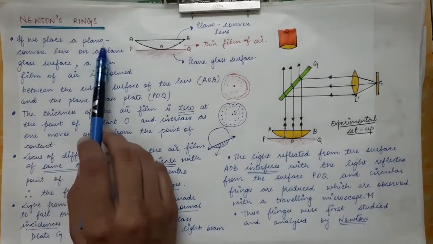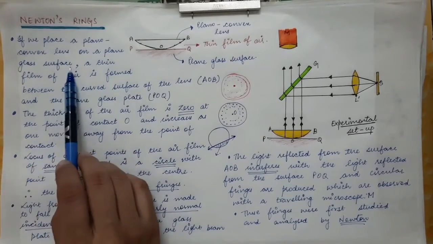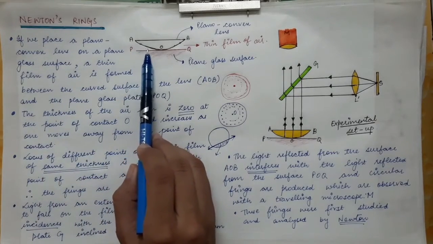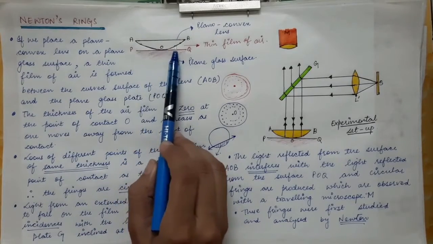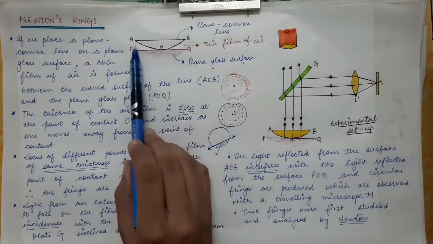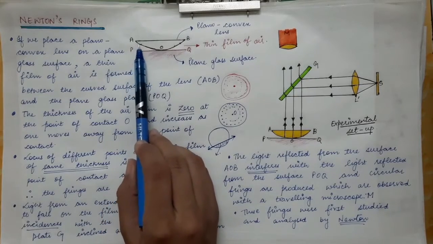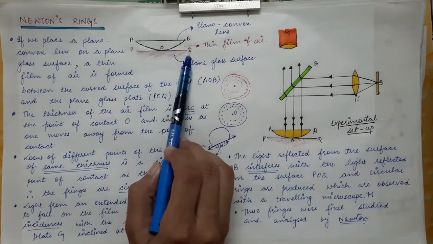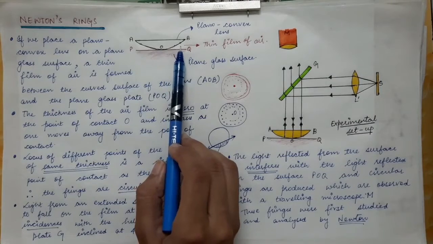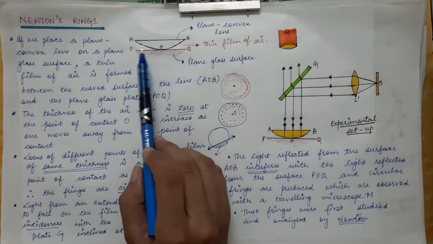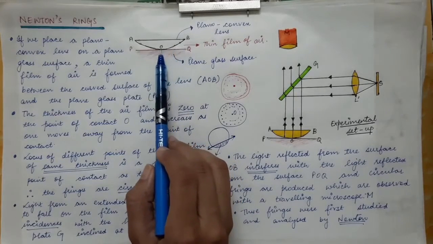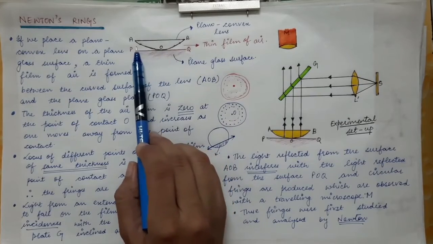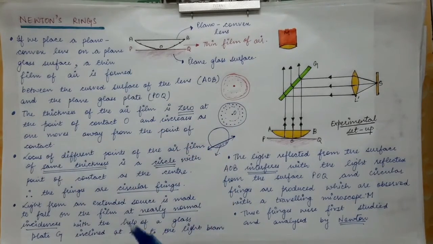So if we place a plano-convex lens on a plain glass surface, a thin film of air is formed. The space between this curved surface and the plain glass surface, this empty space, is filled with air. So a thin film of air is formed between the curved surface of the lens and the plain glass surface, and the thickness of the film varies. You can clearly see that the thickness is 0 at the point of contact, and as you move away from the point of contact, the thickness of the air film increases.